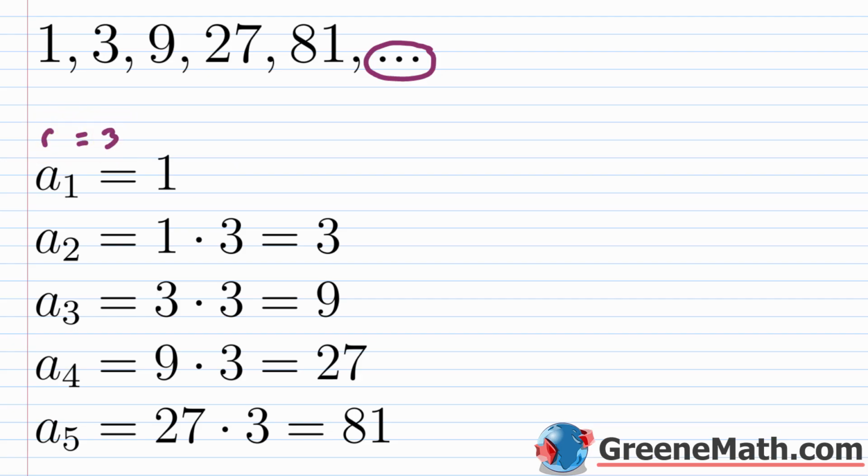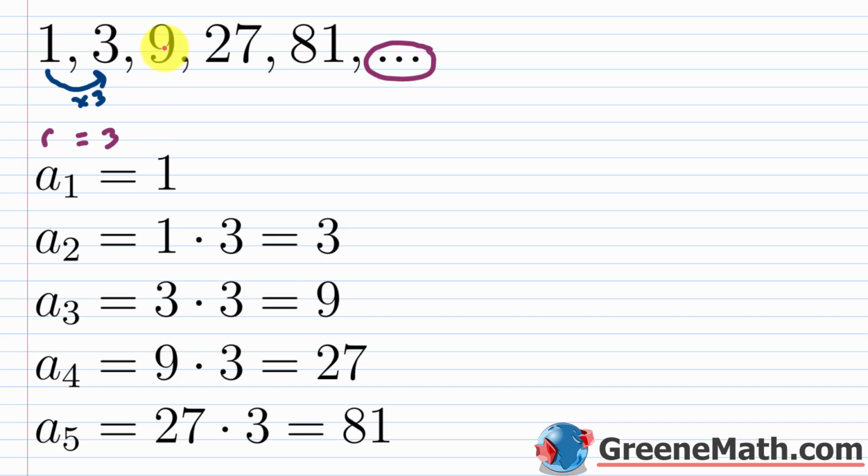In other words, I start with 1. That's my first term, my a sub 1, so a sub 1 equals 1. Then if I want to get to the second term, I'm just going to multiply by 3. So a sub 2 is equal to 1, that's your a sub 1 value, times 3, that's your r, and that equals 3. So that puts me right here.